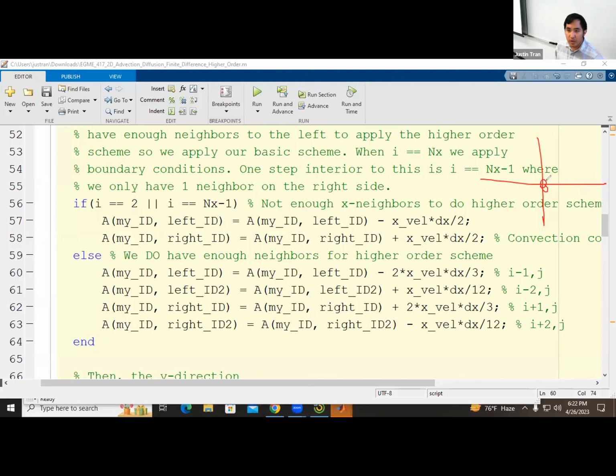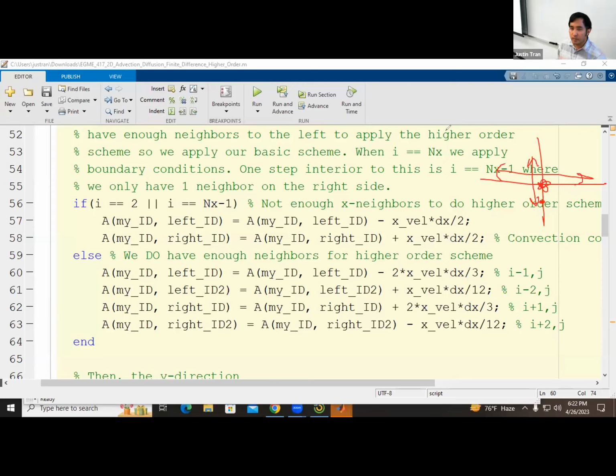right? So here is, maybe phi I comma j right here. Right? So maybe we have a higher order scheme in this direction. Okay? So we have enough neighbors. We have 2 neighbors to the left, 2 neighbors to the right. Okay? But if we only have 1 neighbor to the south, then we apply our basic scheme in this direction. Okay. So that's okay. And so, that's fine.